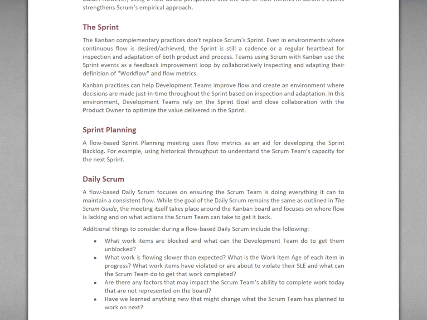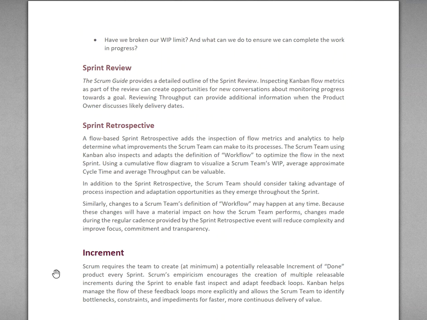What work is flowing slower than expected? What is the work item age of each item in progress? What items have violated or are about to violate their SLE, and what can the Scrum team do to get that work completed? Are there any factors that may impact the Scrum team's ability to complete work today that are not represented on the board? Have we learned anything that might change what the Scrum team has planned to work on next? Have we broken our work in progress limit, and what can we do to ensure we can complete the work in progress?